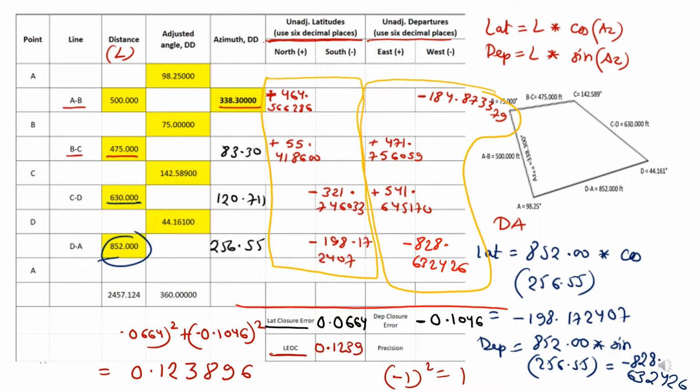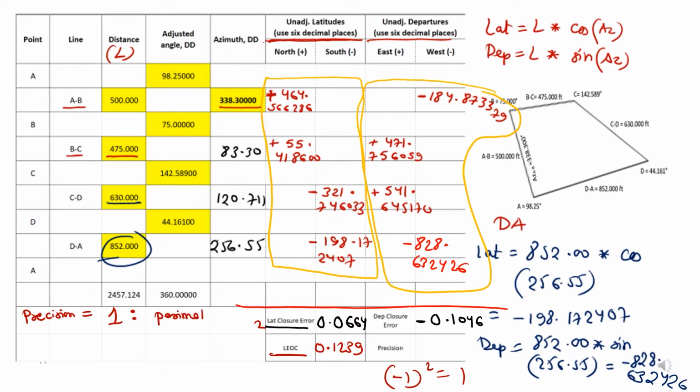And lastly, we need to find the precision, right? So how do we find the precision? It is given by 1 to perimeter by LEOC. So what is the perimeter? If you add all the lengths, then you get the perimeter, right? The sum of the distances of the traverse is called the perimeter. So 2457.124, you divide by LEOC. So what is our LEOC? 0.1239.